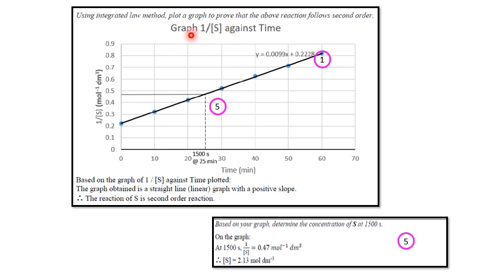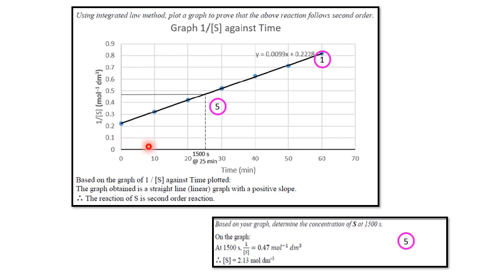Again, we need to make sure we write down the title for the graph: graph of 1 over concentration S against time. Next is the y-axis, 1 over concentration S. Make sure you write down the unit, per molar, dm cube per mole. Okay, next is the x-axis, time in minutes.